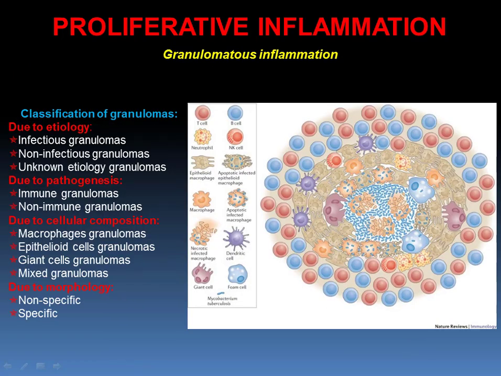Next type of proliferative inflammation is granulomatous inflammation. It is a type of chronic inflammation in which specific small nodules and sometimes diffuse tissue infiltrates are formed. The predominant cell type in the cell infiltrates are cells of monocyte-macrophage origin, like macrophages themselves, specific epithelioid cells, and giant multinucleated cells.